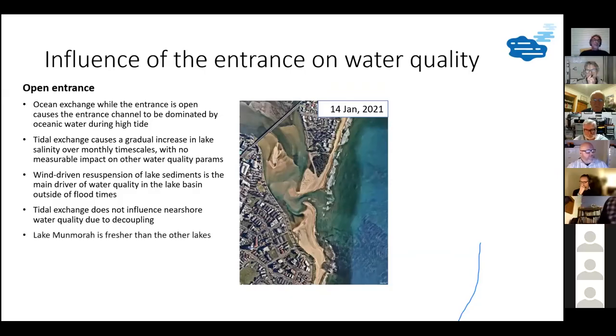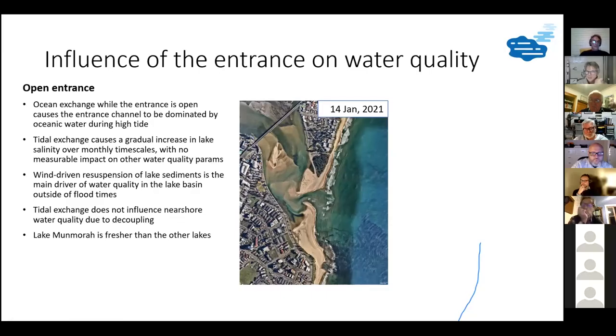And during this period, Lake Munmora is considerably fresher than the other lakes. And that's only since the pumping of the Munmora power station ceased. So that basically is due to the fact that the Budgie Channel is not hydraulically efficient enough to couple the lakes in terms of water quality.